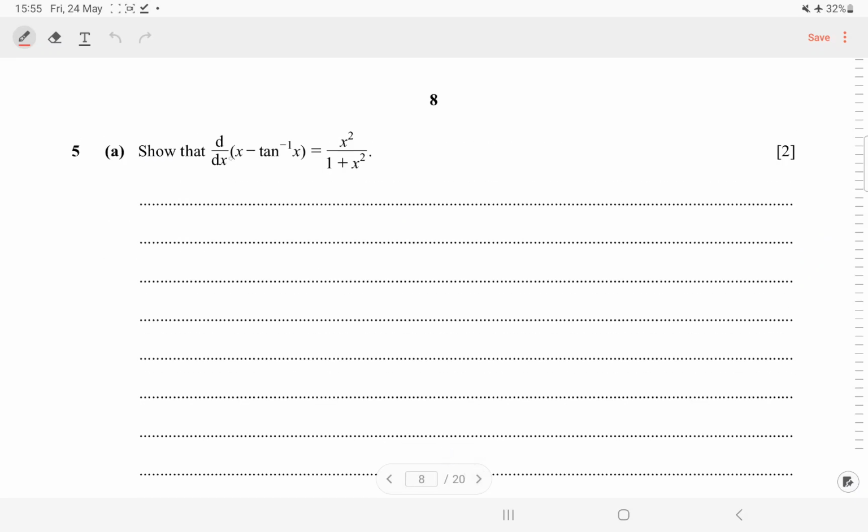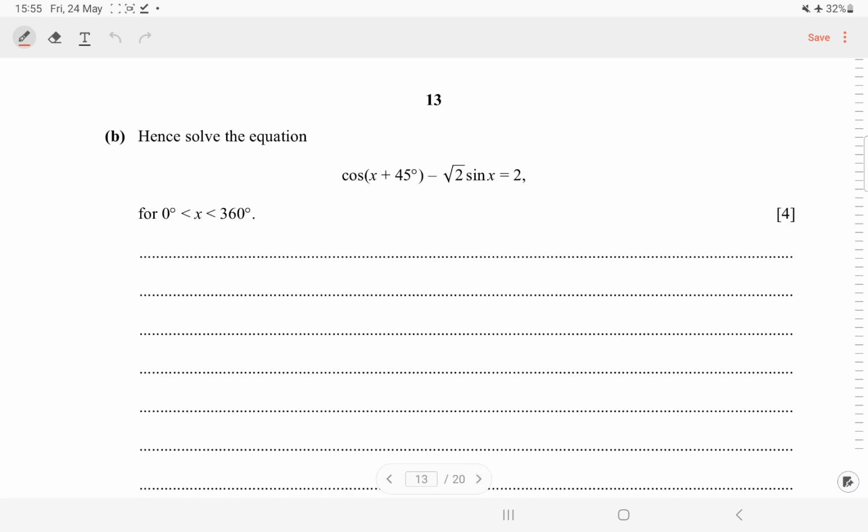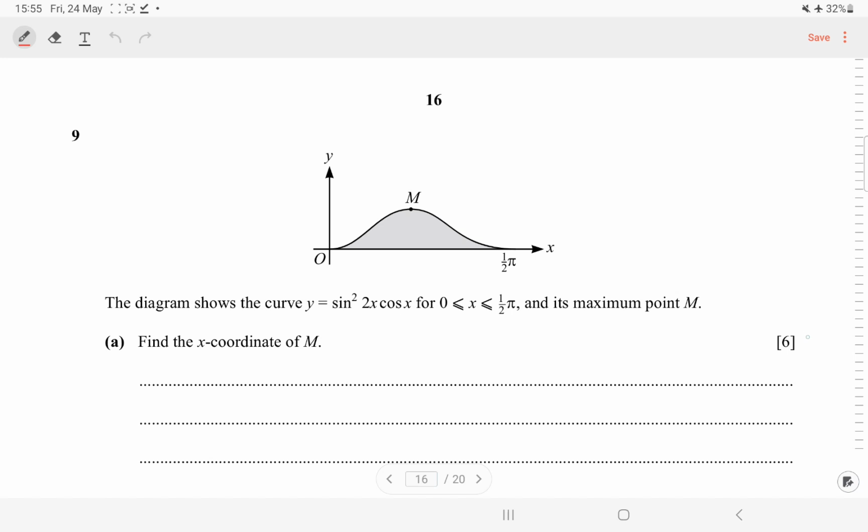Here it is. Show that the derivative of x minus tan inverse of x is equal to this. So the derivative of tan inverse, you see it? We're going to have to show that this leads to this. That's another question worth 2 marks. Is that the end? No, it's not the end. Let's keep going. And then here we have the last one, worth 6 marks. So together they are worth 12 out of 75.